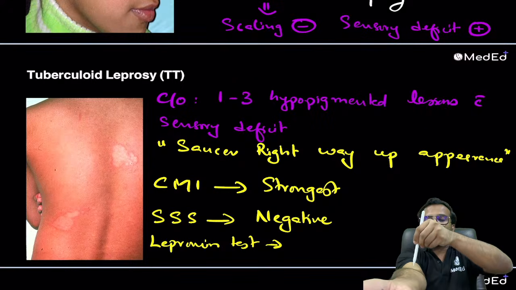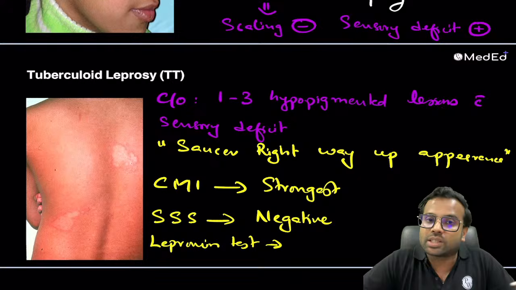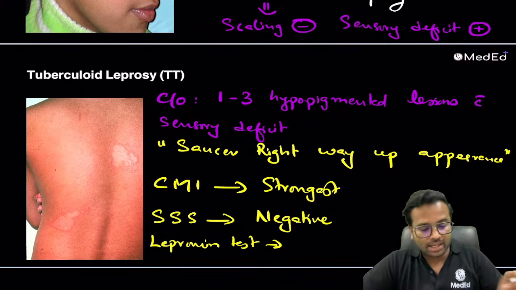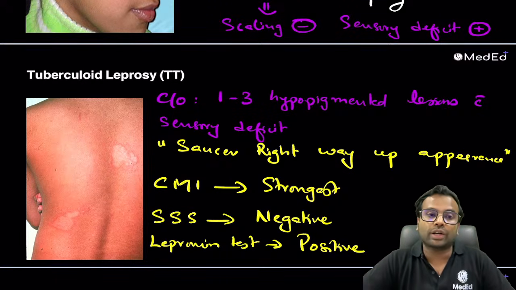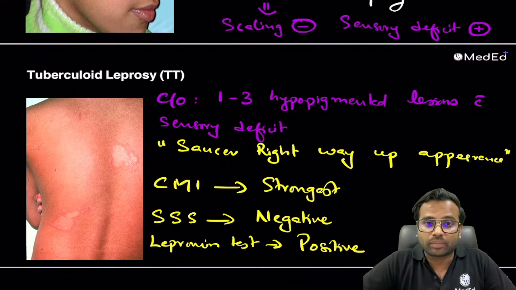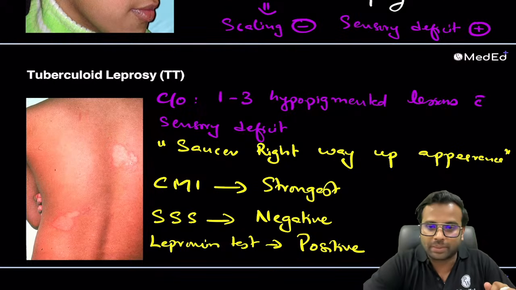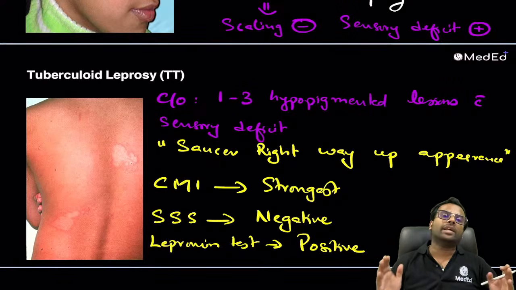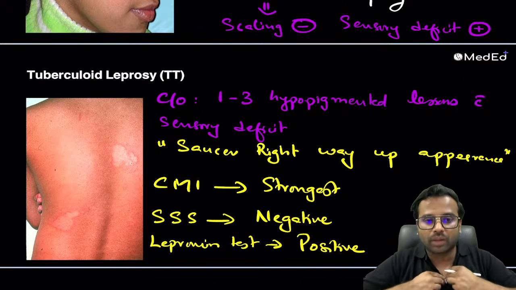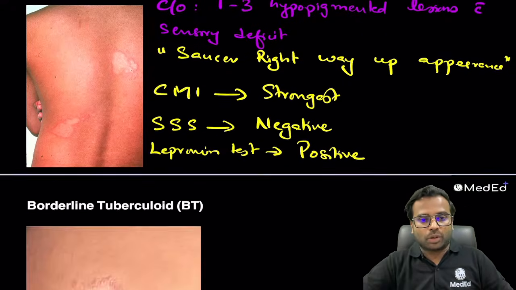So when you inject a bacteria into the skin, if the body responds very strongly, that is called a strongly positive lepromin test. So lepromin test is going to be positive in all the cases of tuberculoid leprosy. And why? The reason is because the patient is having the best type of cell-mediated immunity in tuberculoid type of leprosy. Clear? That is about tuberculoid type. Now, after tuberculoid in the Ridley-Jopling classification, what is the next type? The next type after tuberculoid is going to be the borderline tuberculoid type, right?